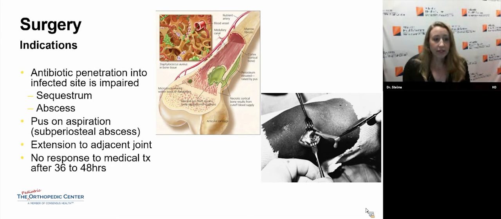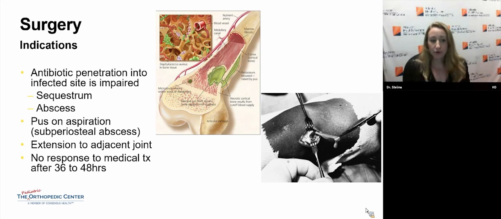So when do we do surgery? We do it when the antibiotic penetration into the infected site is impaired. That happens when the body starts to wall off this infection with that sequestrum or an abscess. The antibiotics that are spreading through the blood are not necessarily going to be appropriately treating this.